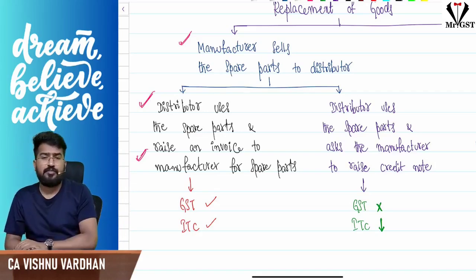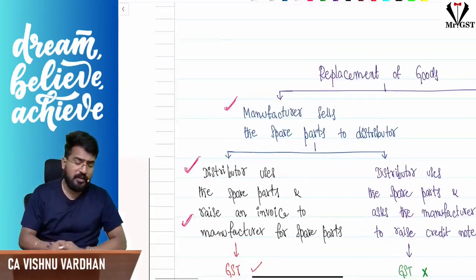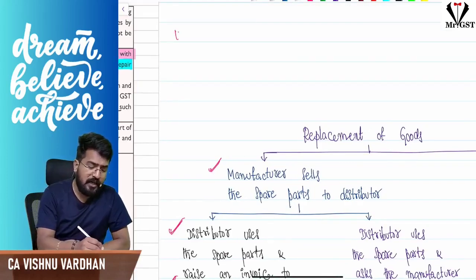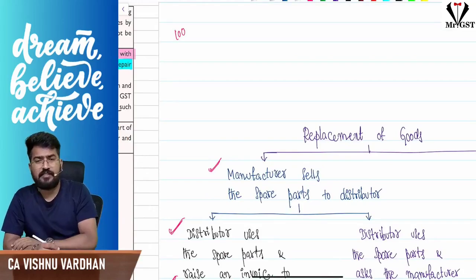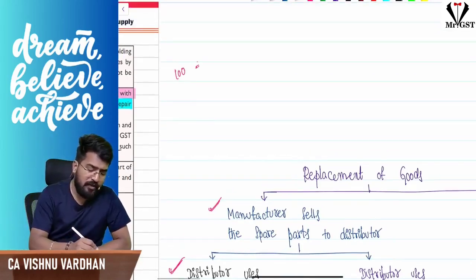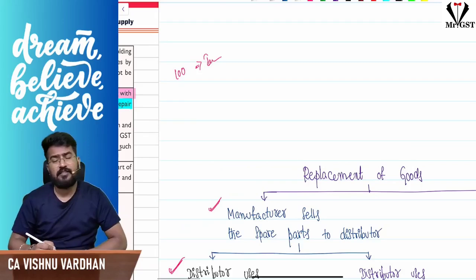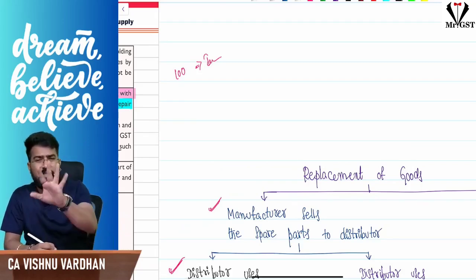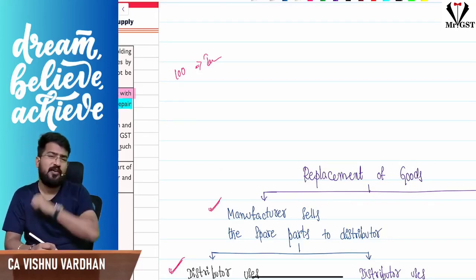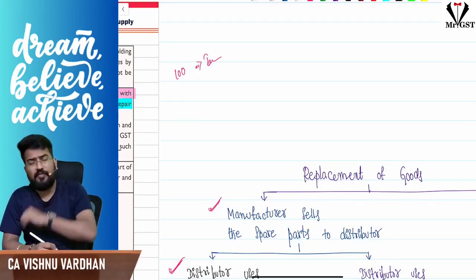Or there is another option. What is another option? For example, the Honda company would have sold 100 silencers to the dealer. The dealer would have purchased 100 silencers. So Honda company gave an invoice for 100 silencers to the dealer. Now what will the dealer say? Sir, I have purchased 100 silencers, but one silencer I have used for your free replacement only.